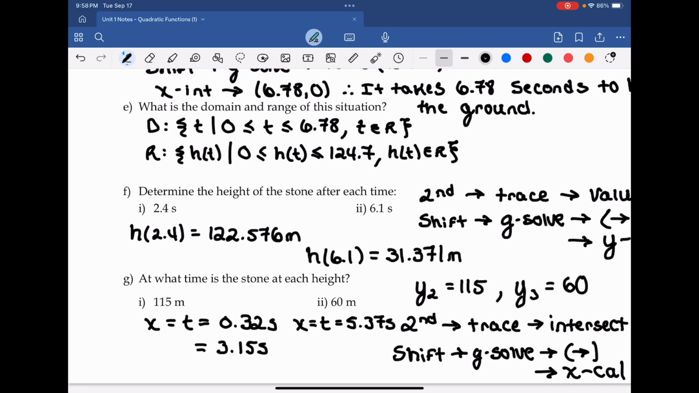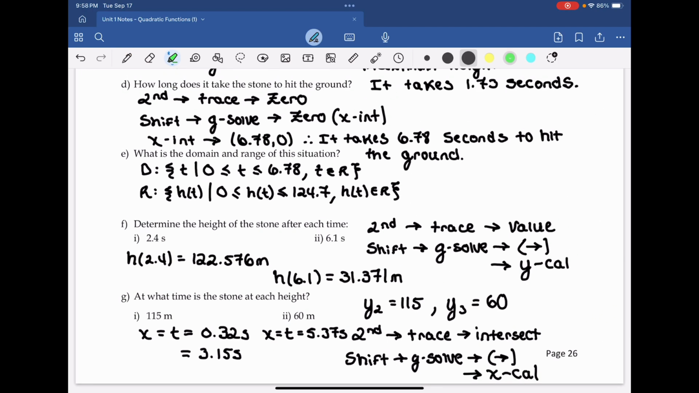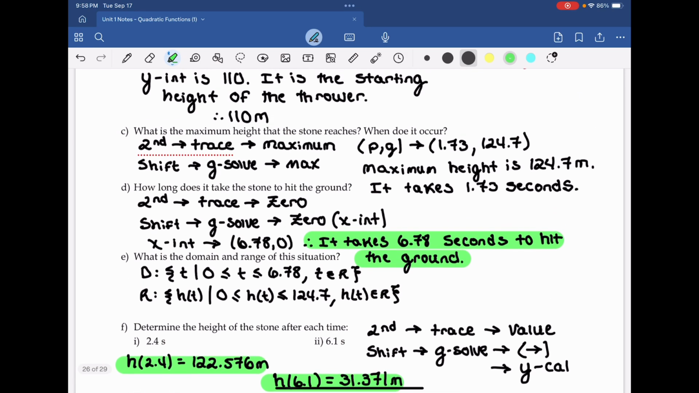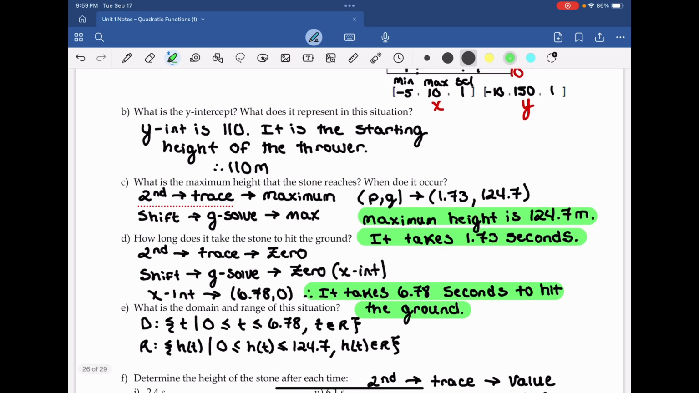Okay. Now, realistically, what we could do is go back here and just make sure we highlight all this important information. So it takes 6.78 seconds to hit the ground after originally launching. After 2 seconds, we're at this 122. 6 seconds, we're at 31. The times at both of these are going to be the following. And then in terms of the height, or the maximum height, we have 124.7. It takes 1.73 seconds to reach that maximum. And the starting height, I should say, is 110. This was our starting height, or our y-intercept for this equation.